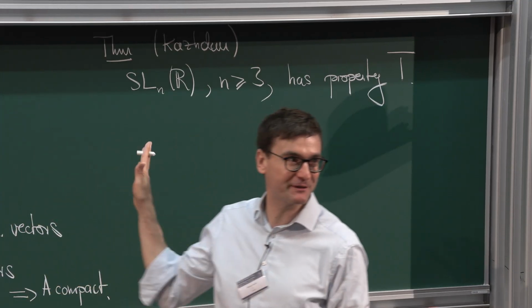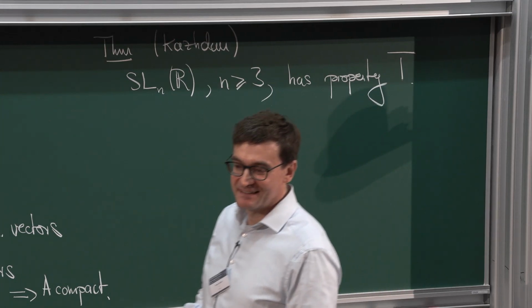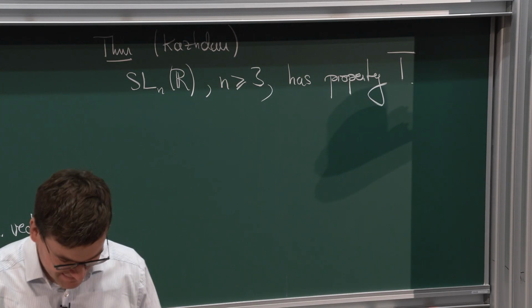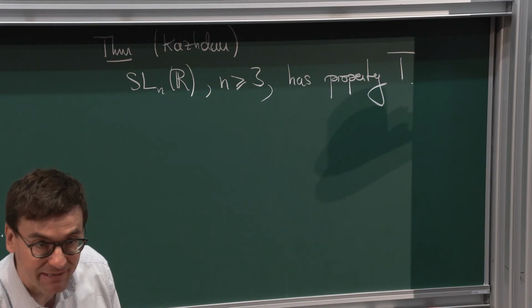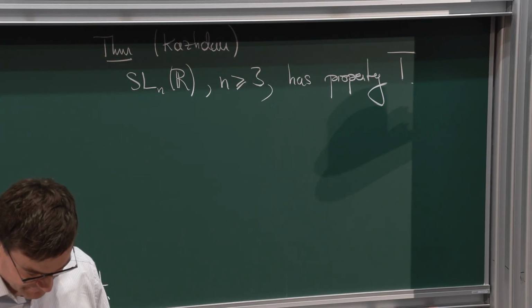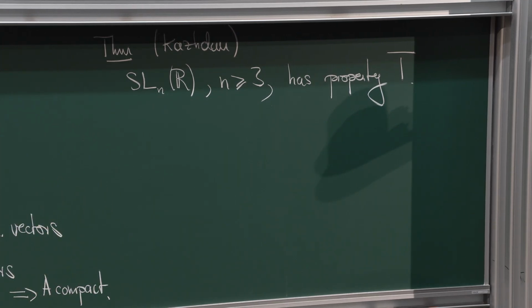We will prove that SL_n(Q_p), a similar statement for Q_p, the p-adics, has property T, but later in the course, and by very different means than just by this unitary representation technology.